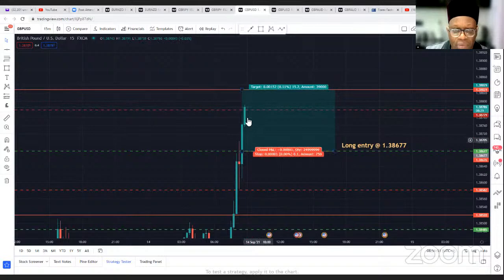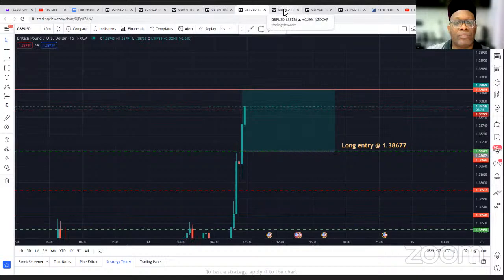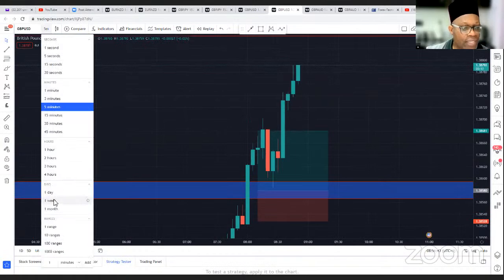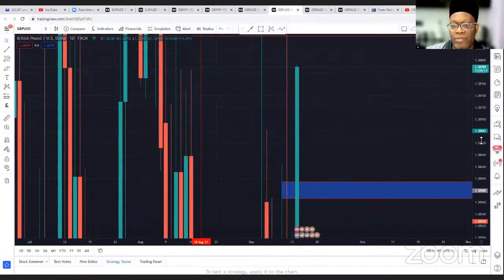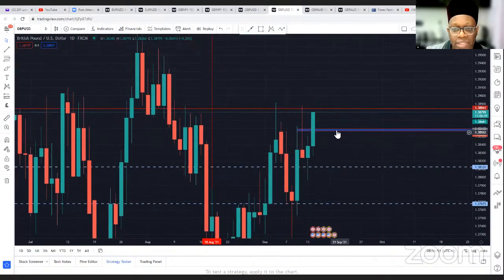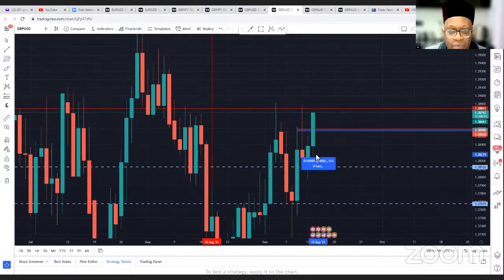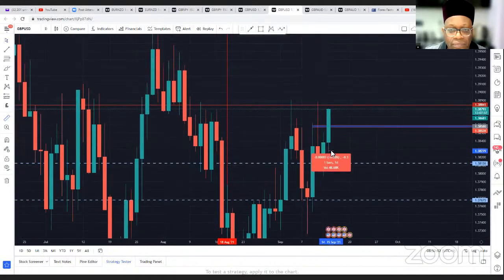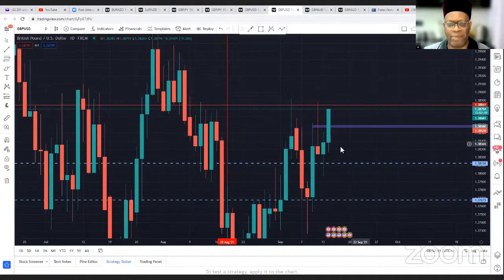So yeah, this baby wants to keep on going up. If we check the daily time frame, we see this is how much it has moved today. It's done about 50 pips today.